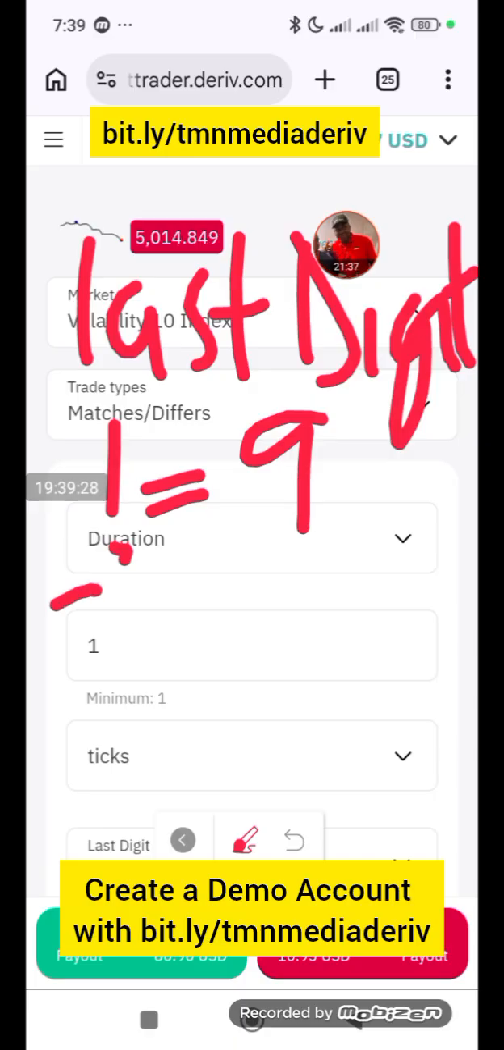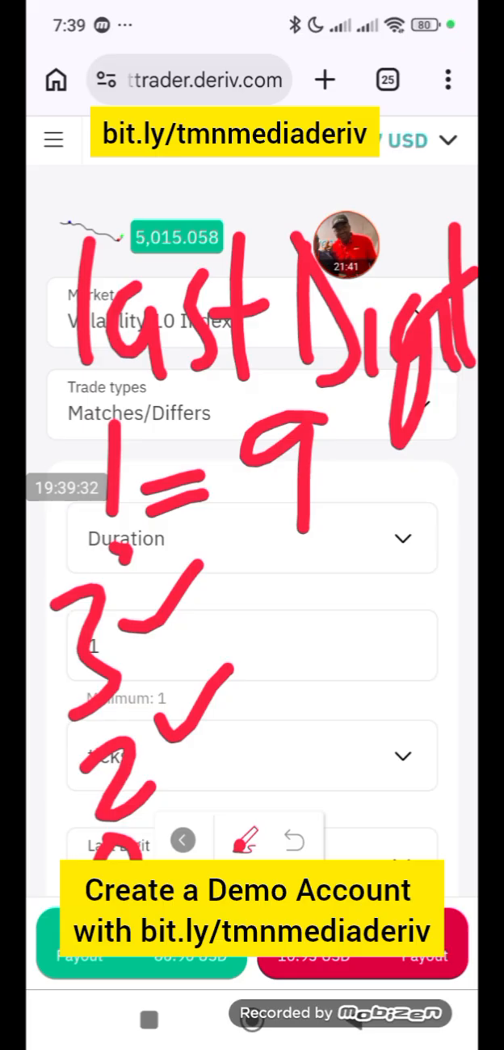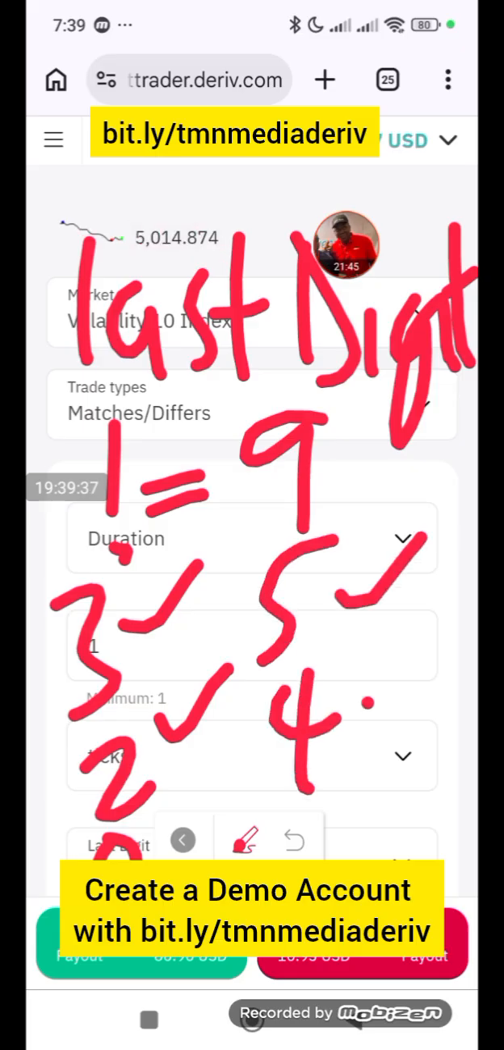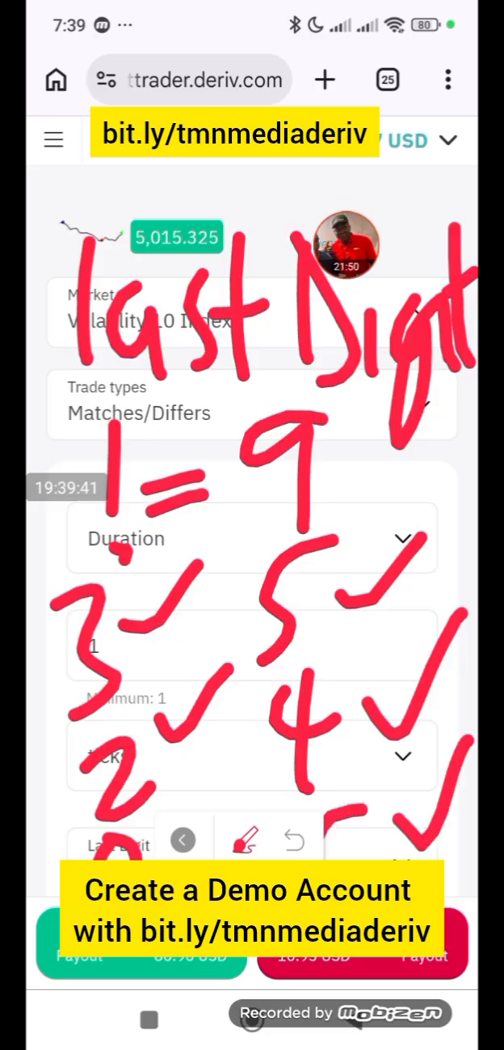Meaning, if it is 3, I'm correct. If it is 2, I'm correct. If it is 0, I'm correct. If it is 5, I win. If it is 4, I win. If it is 6, I win. If it is 7, I win. But not 9. So once it is 9, I lose.